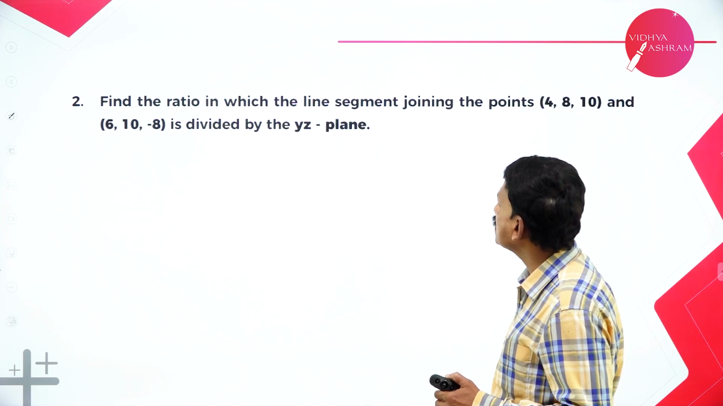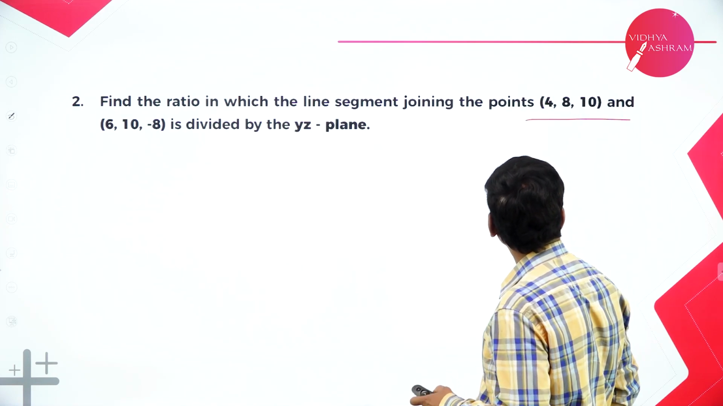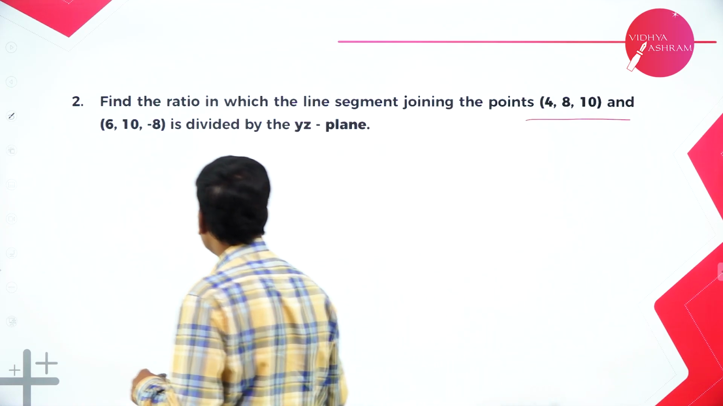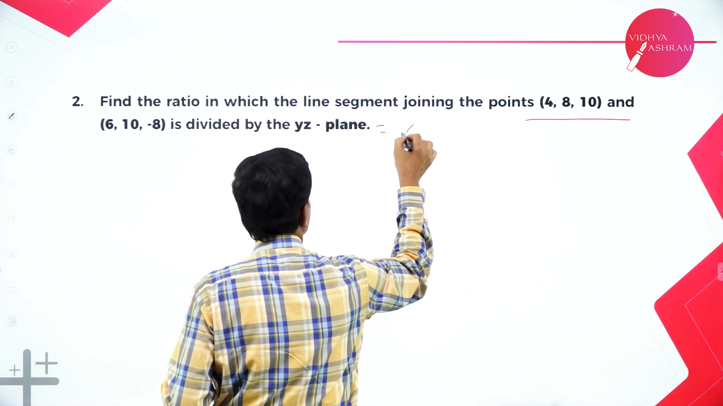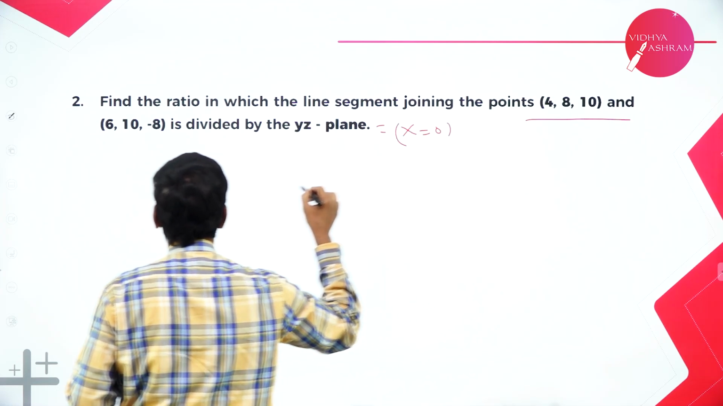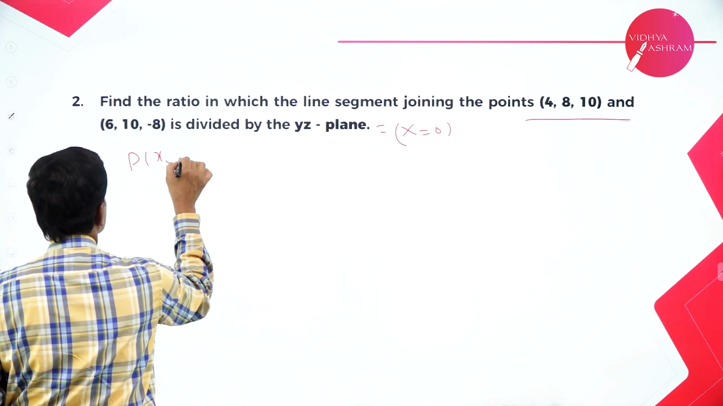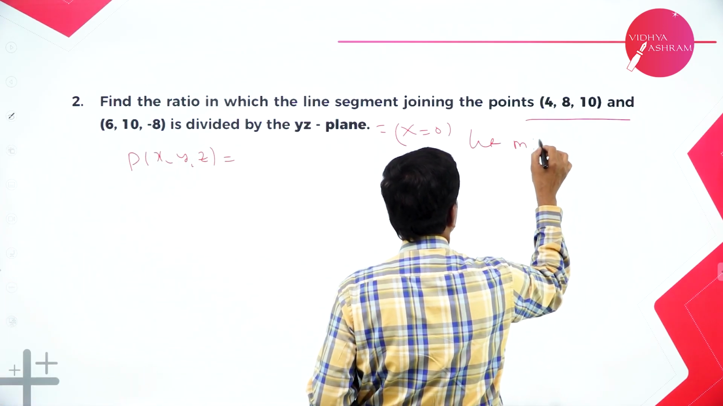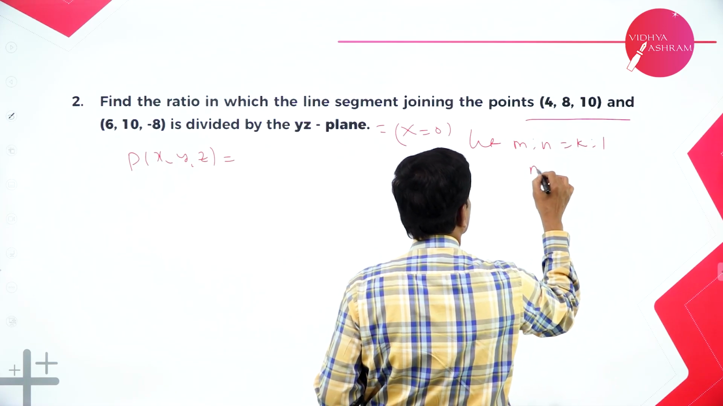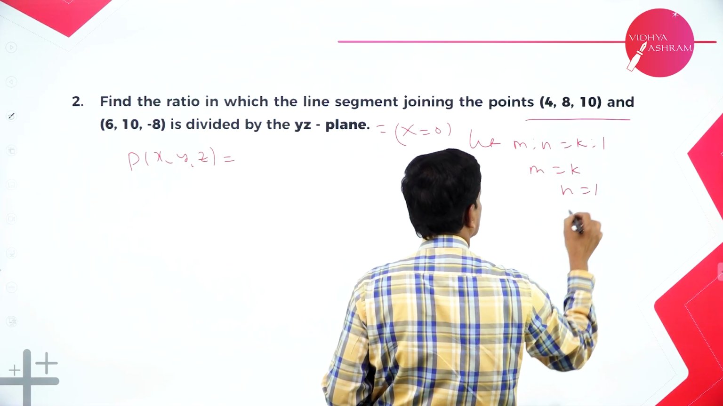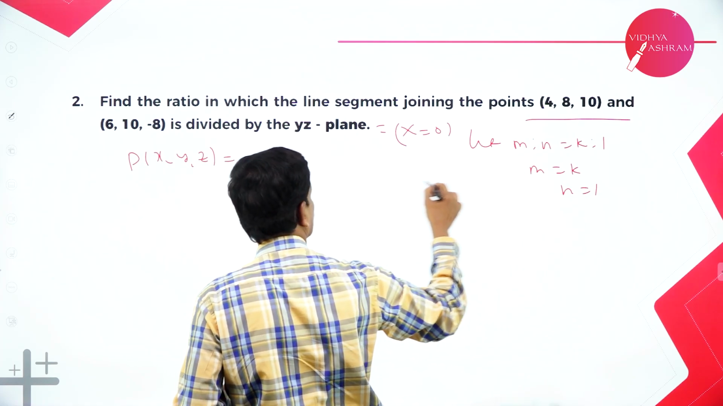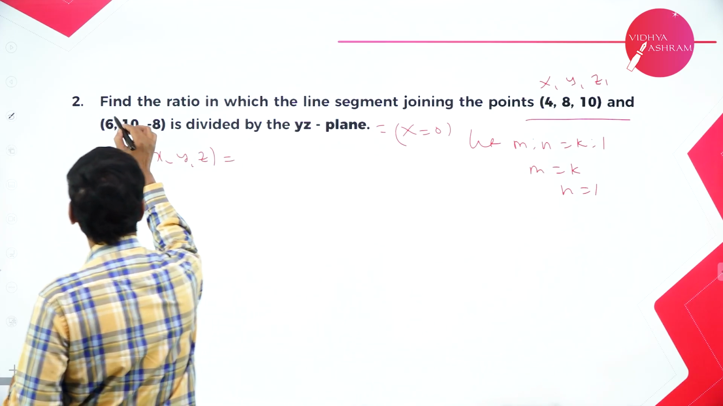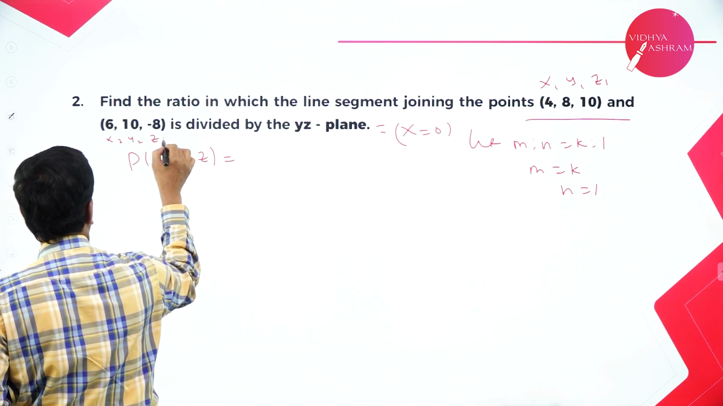Find the ratio in which the line segment joining the points (4, 8, 10) and (6, 10, -8) is divided by the yz plane. The yz plane means the x coordinate is equal to 0. Now, let the ratio m is to n be k is to 1, so m is equal to k and n is equal to 1, and these are the points. What are the points? This is x1, y1, z1, and this is x2, y2 and z2.